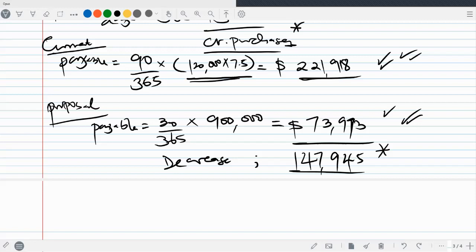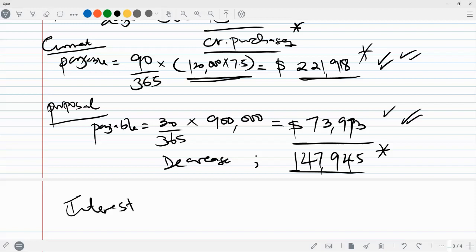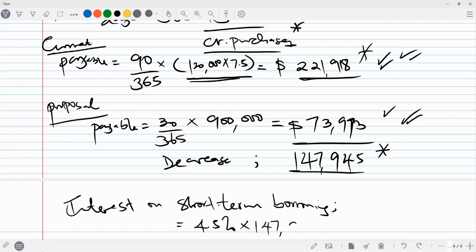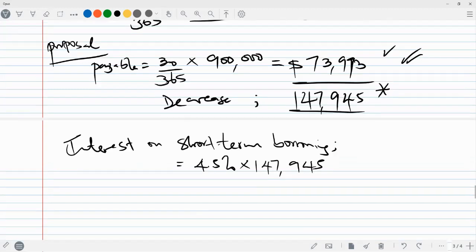Yes, 4.5%. Now, don't forget, the supplier doesn't charge any interest on you, because they're your suppliers. However, now you're going to borrow from the bank, which is going to be charging you interest. So this is an incremental cost. Therefore, the interest on the short-term borrowing you've taken will be equal to 4.5% times the amount you borrowed from the bank, which is 147,945. Therefore, how much interest do you pay to the bank?